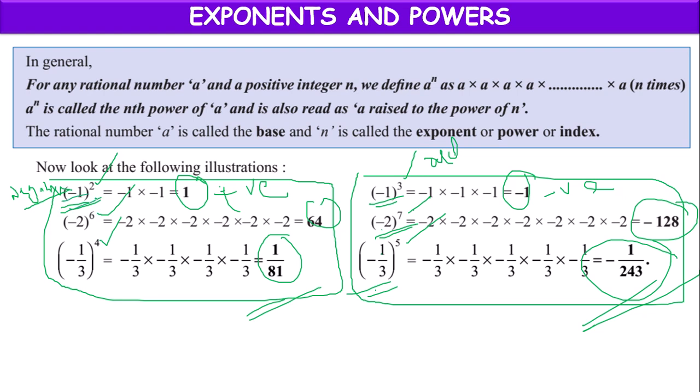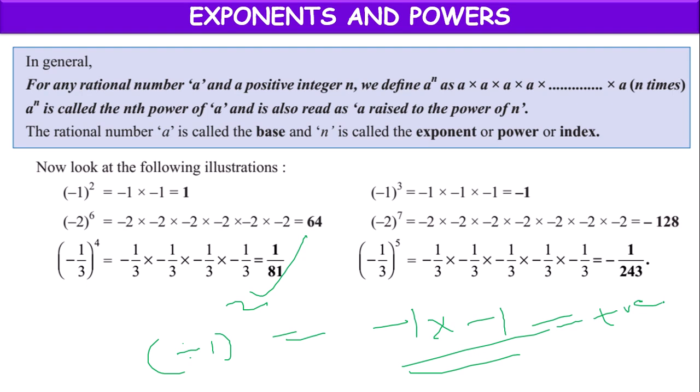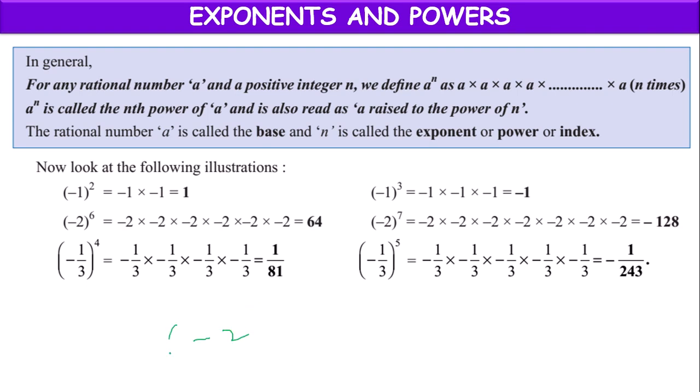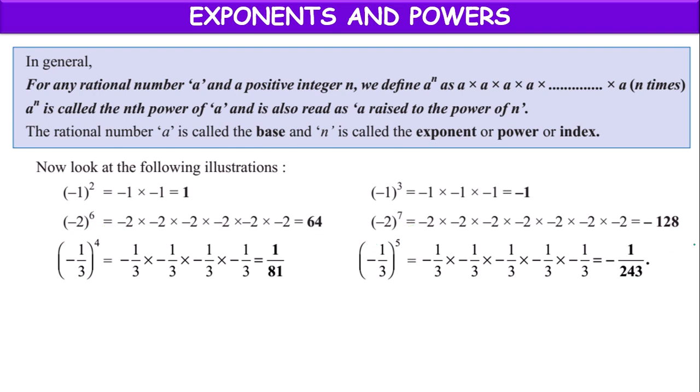Minus 1 whole square, what does it mean? Minus 1 is a negative number. If a negative number is multiplied by itself an even number of times, then the result will be positive. If the negative number is multiplied by itself an odd number of times, then the result will be negative. So even number of times, positive; odd number of times, negative. That we have to keep in mind.